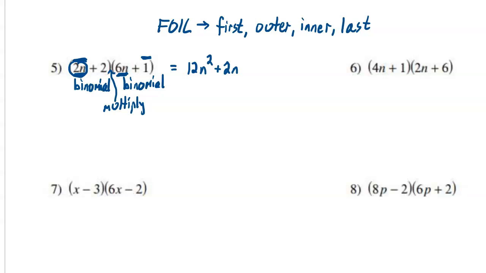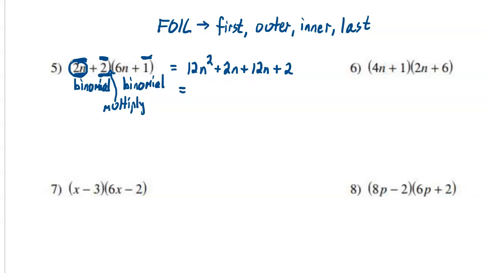second parentheses. Okay, now in FOIL, the letter I, the inner terms, the ones in the center of the structure, that's the 2 and the 6n. 2 times 6n is 12n. Now the letter L in FOIL, the last terms, the last things in each parentheses. That's the 2 and the 1. Times those together. 2 times 1 is 2.